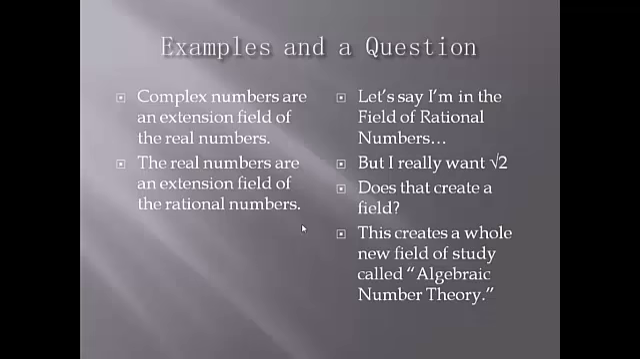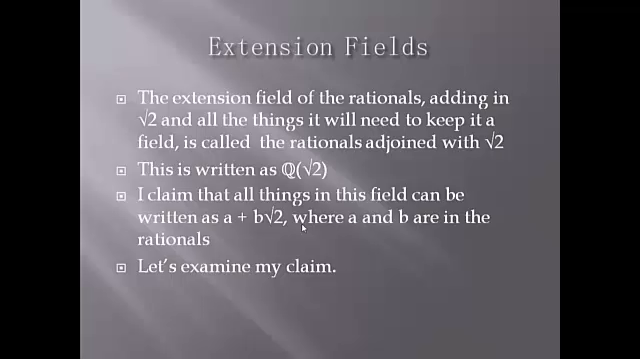So let's take a look at this a little bit deeper. The extension field, as I mentioned, adding in the square root of 2 and all the things it needs to keep it a field, is called the rationals joined with the square root of 2. And I claim that all things in this field can be written as a plus b times the square root of 2, where a and b are in the rationals. So let's examine my claim really quickly.